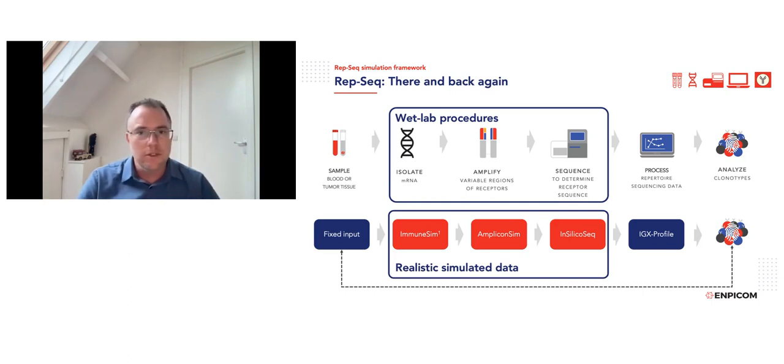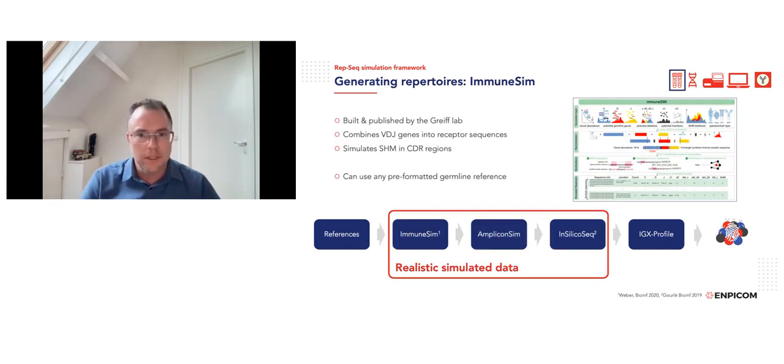For the simulation framework, of course, we use the insights we obtained in the wet lab for setting up the wet lab procedures. But we also made use of some existing tools, notably ImmuneSim. So ImmuneSim is an immune simulator. It has been built and published by the Greiff Lab some time ago. And it simulates artificial receptors, essentially by reassorting existing annotated receptors, as you can see in the picture on the right.